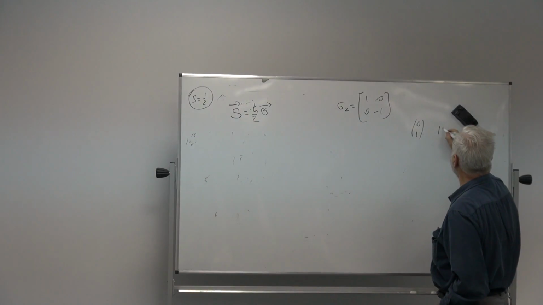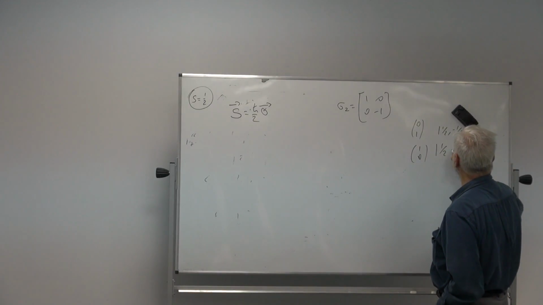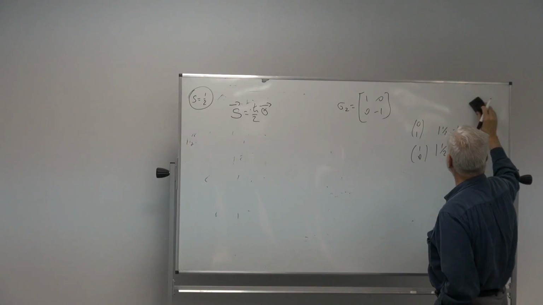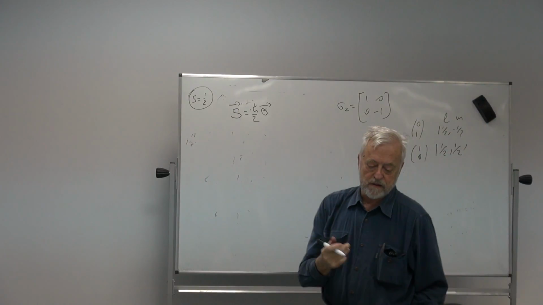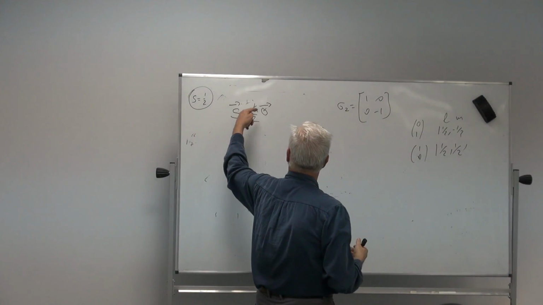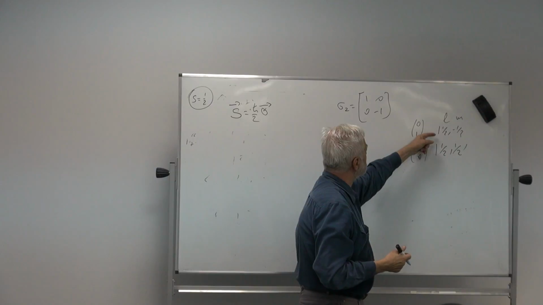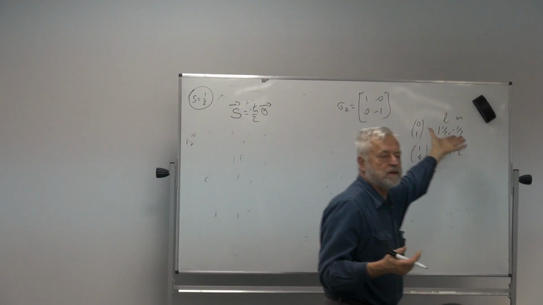If this represents 1/2, minus 1/2, and this represents 1/2, 1/2, here are our L and M. Then this is an eigenvalue with plus H bar over 2, and this is the eigenvalue with minus H bar over 2, so that's it. That's obvious.